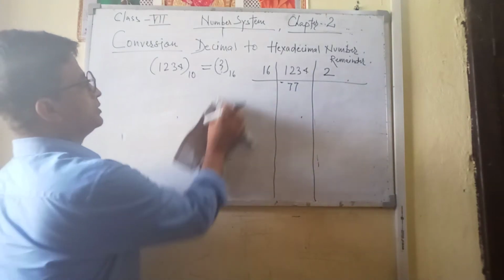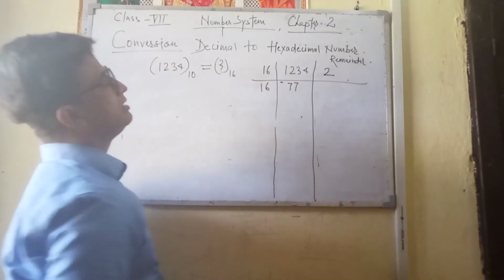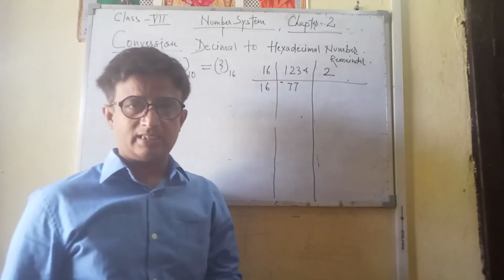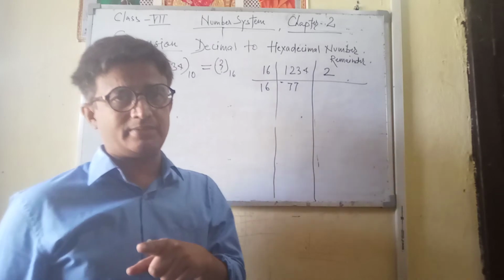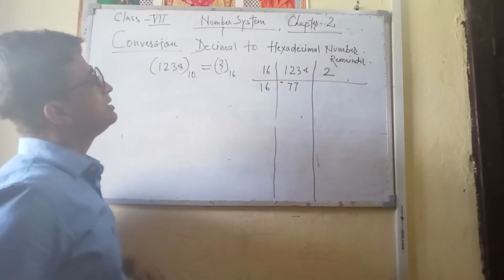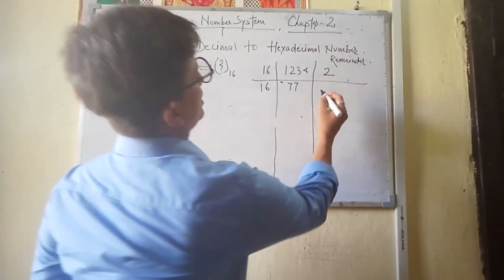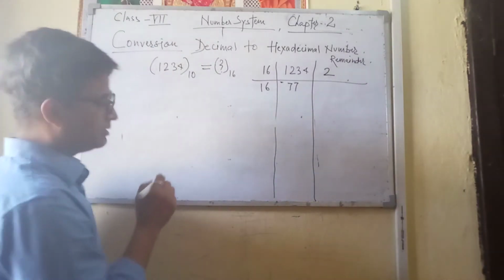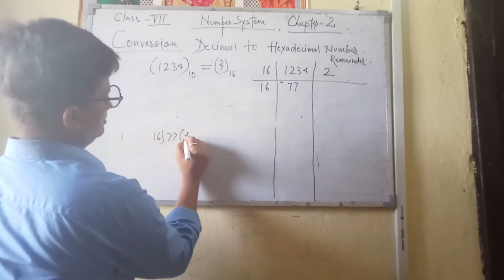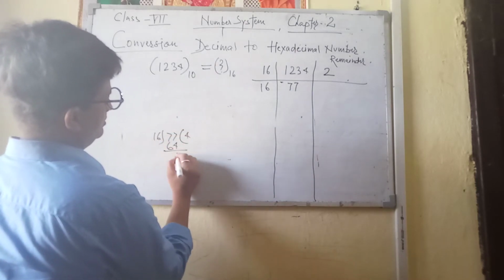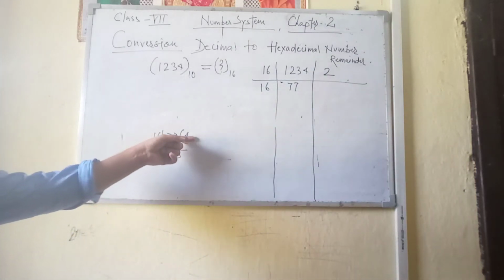So you will write here the quotient 77, okay, and the remainder in the remainder section. Now again we have to divide it by 16. 16 times 5 is 80. 80 is more than 77, so we won't divide with that. Now what to do? 16 times 4 is 64. Okay, we got remainder 13 and the quotient is 4.